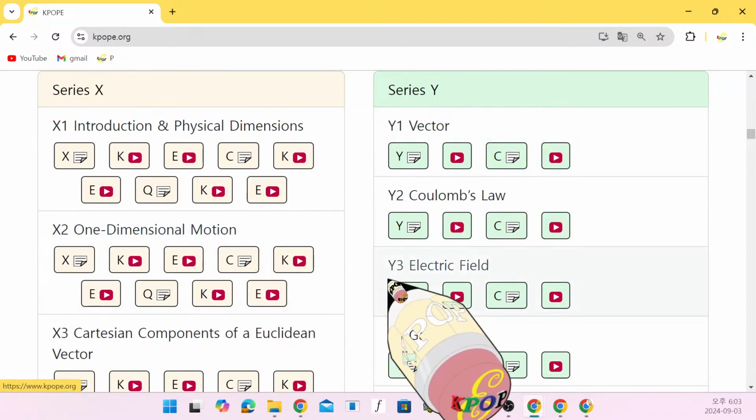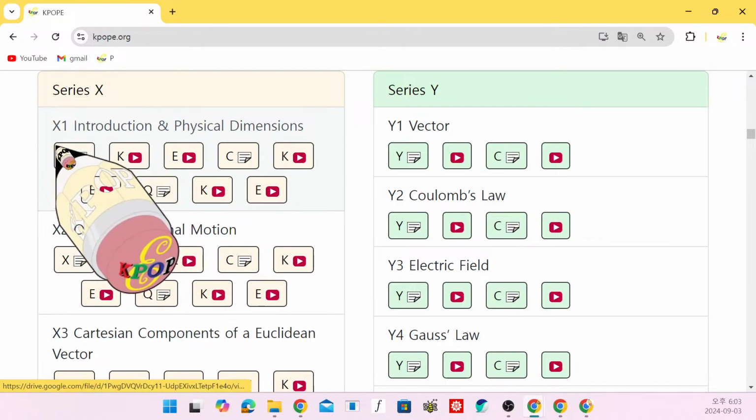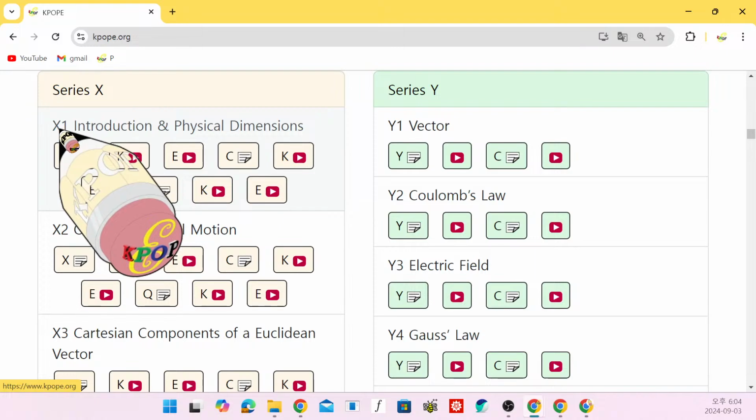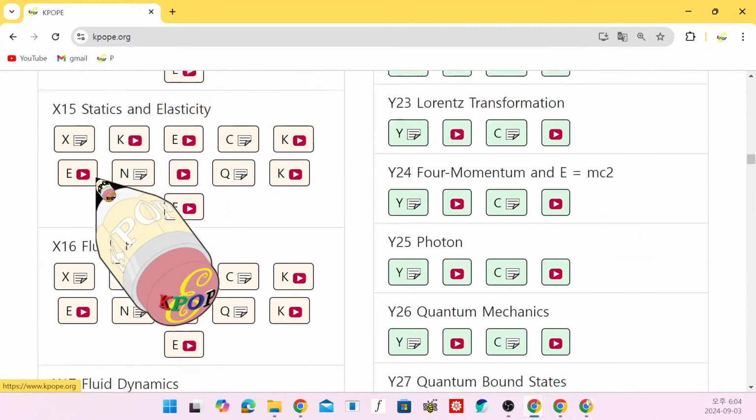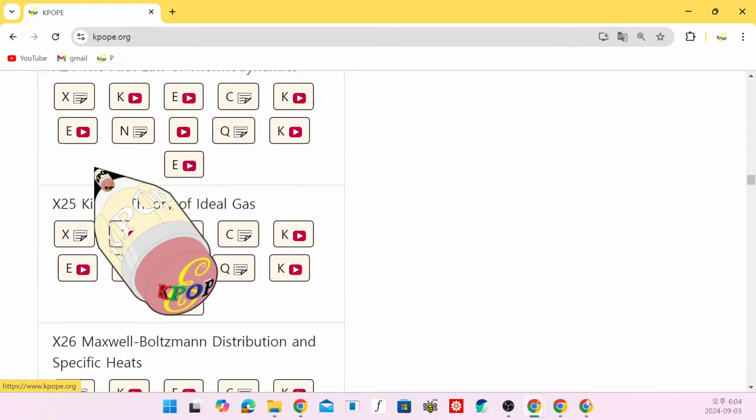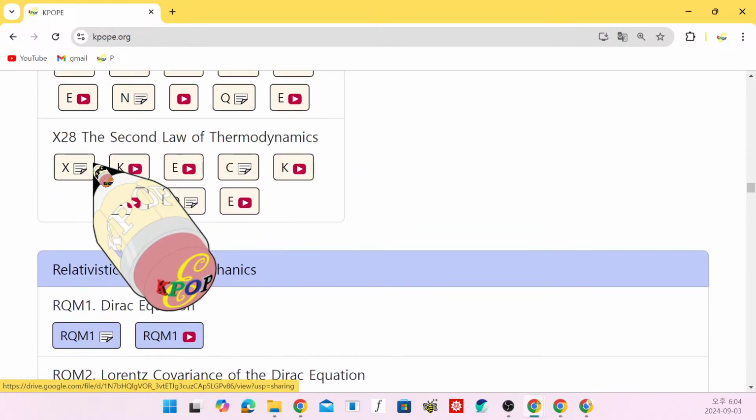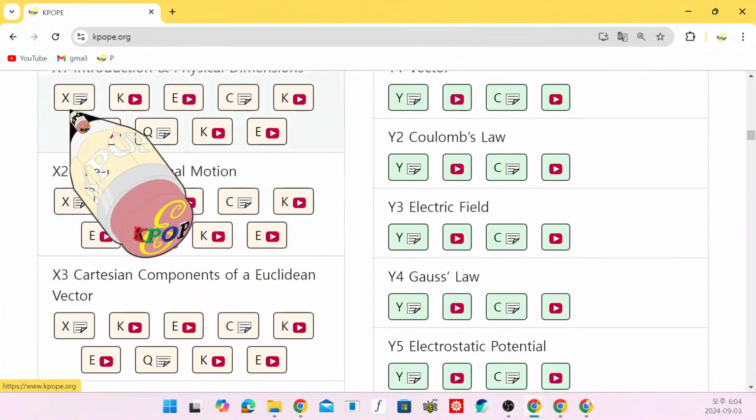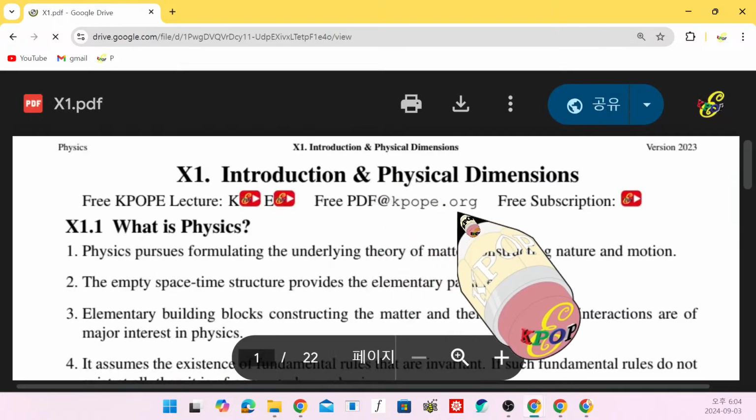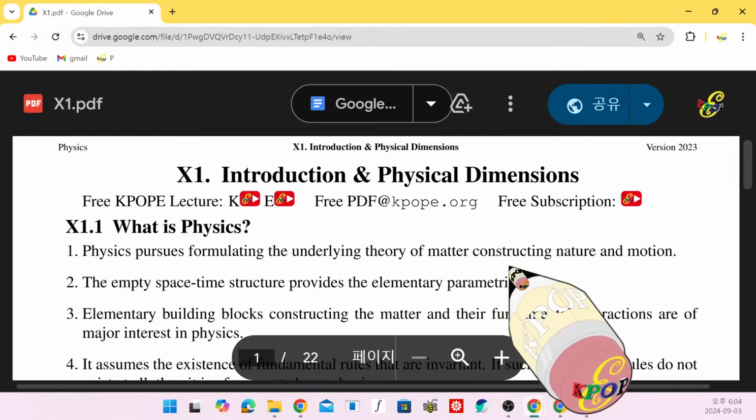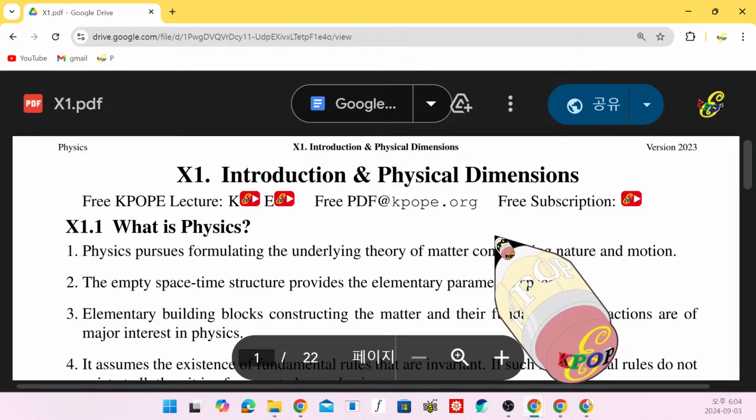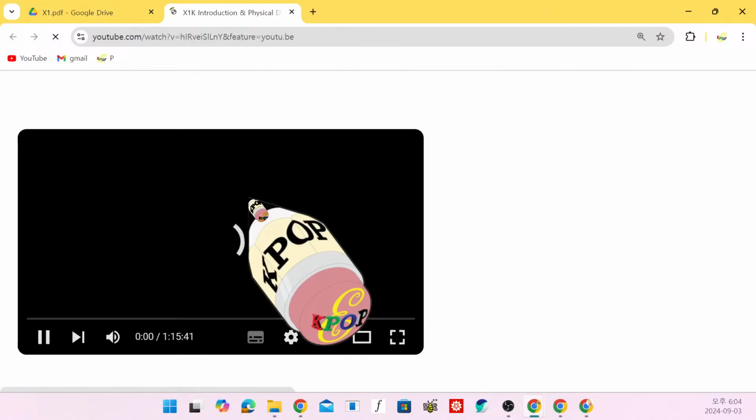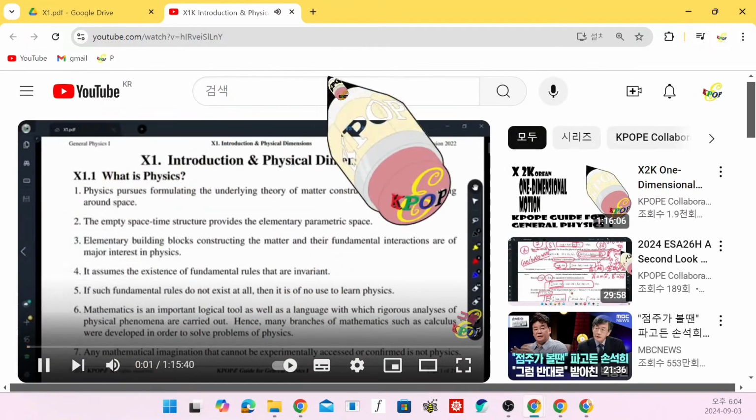Our textbook is just the first one that begins with X1 and it ends up with X28. In this library, there are so many links, and basically, this is the textbook. And this textbook includes the links to the YouTube lecture. If you prefer Korean, then click this to watch the lecture regarding X1.